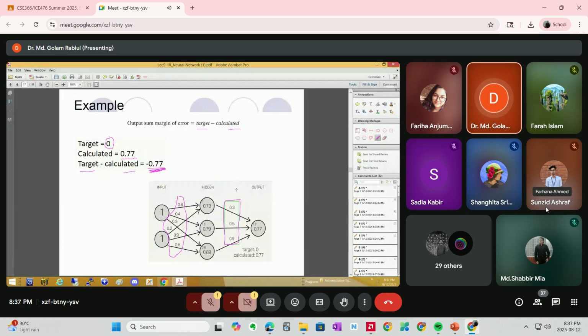But how can we minimize the error? There is only one way. We have to update those weights because the input cannot be changed. We cannot change the input. Input is 1, 1. We cannot change it.